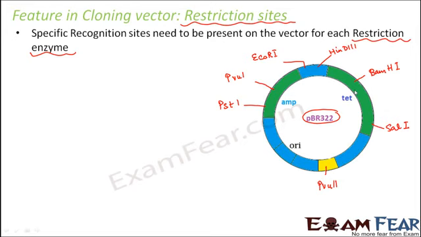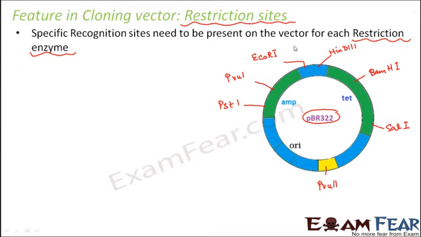Similarly, if you want this to be cut by EcoRI, that will also be able to cut it, because the recognition sequence for EcoRI is also present here. But now if you think of a vector or a plasmid DNA which doesn't have any restriction site, what will happen? If there are no restriction sites, then the restriction enzymes will not be able to operate. If they are not able to operate, then this vector will not be able to be cut.